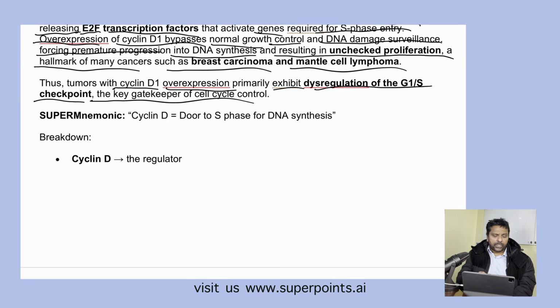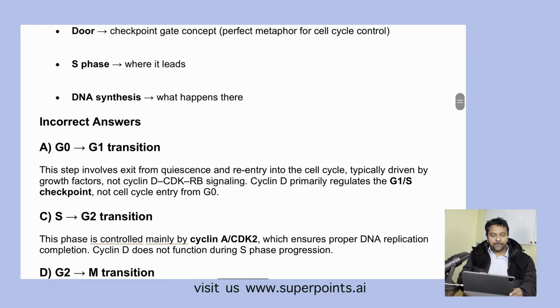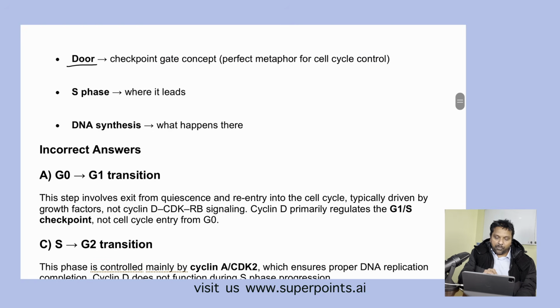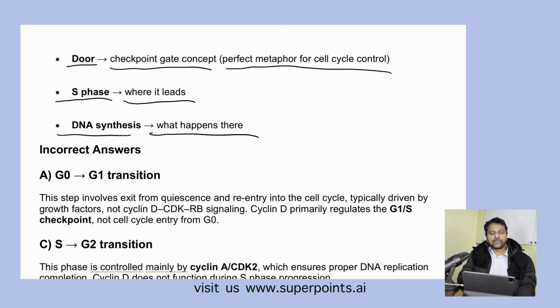So if you want a mnemonic, the super mnemonic here is: cyclin D is the door to S phase for DNA synthesis. Just blindly remember that. Cyclin D is the door to S phase for DNA synthesis. Cyclin D is the regulator, and it is the door, the checkpoint gate concept, a perfect metaphor for cell cycle control, and S phase is where it leads to DNA synthesis.